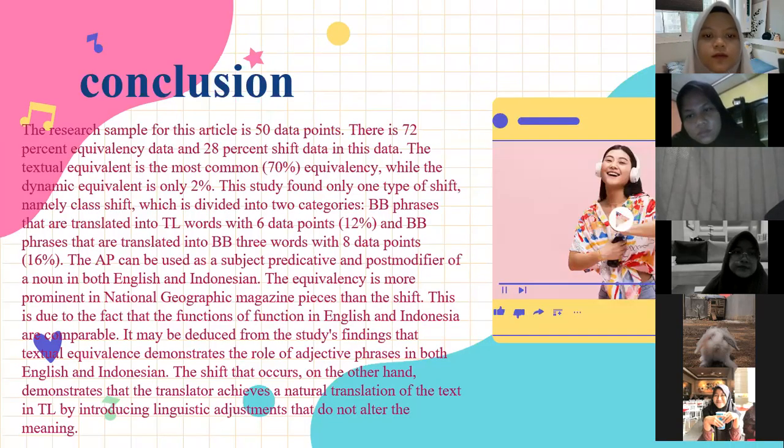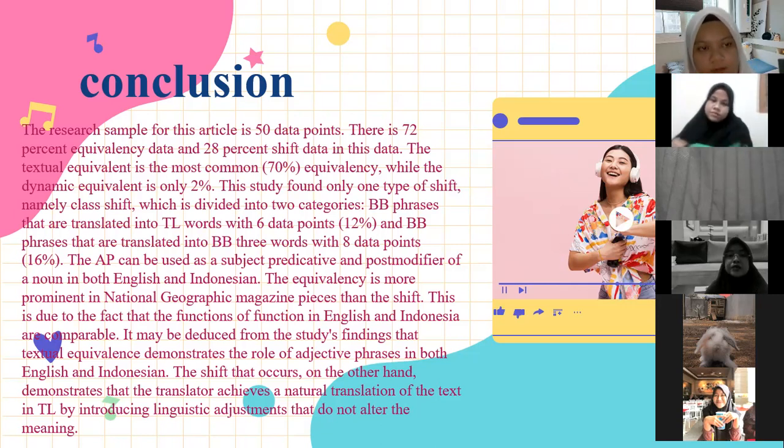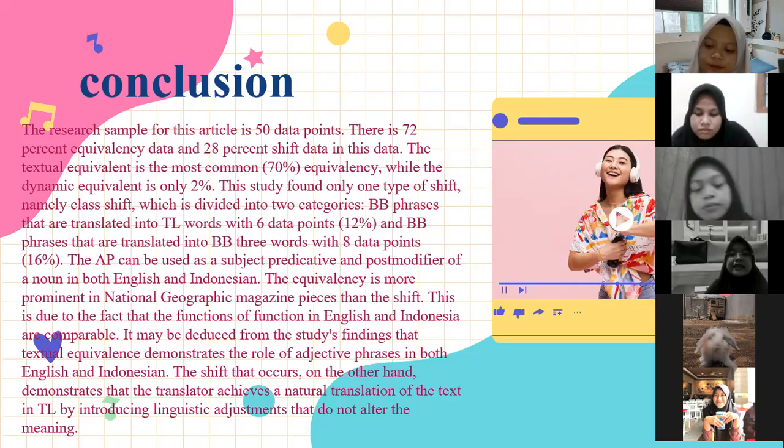For conclusion, the research sample for this article is 550 data points. There is 72% equivalency data and 28% shift data. The textual equivalence is the most common at 70%, while the dynamic equivalence is only 2%. This study found only one type of shift, namely class shift, which is divided into two categories: adjective phrases that are translated into a target language word with 6 data points or 12%, and adjective phrases that are translated into target language words with 8 data points or 16%.